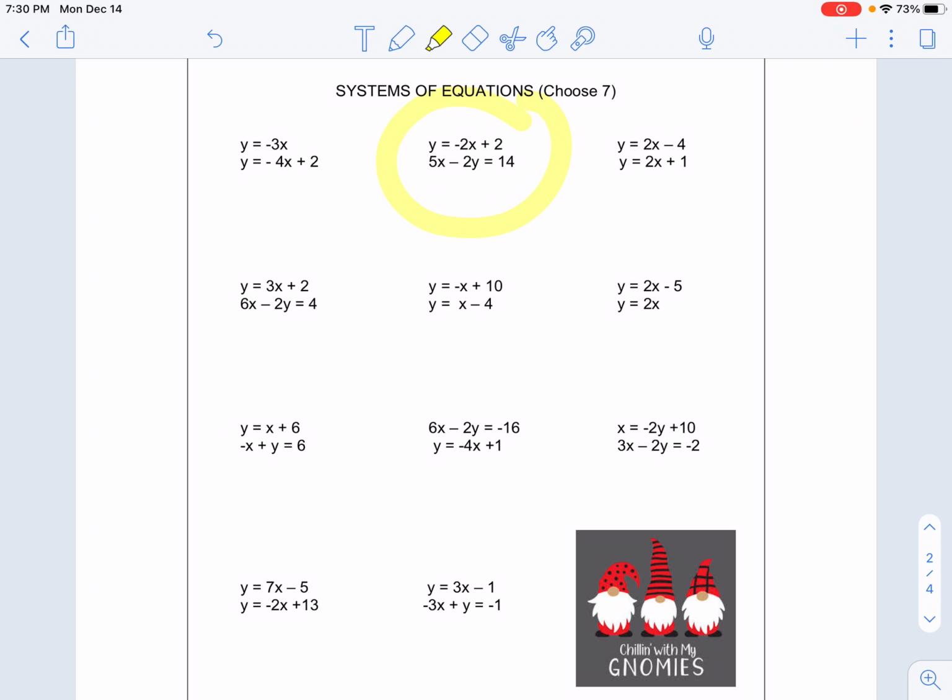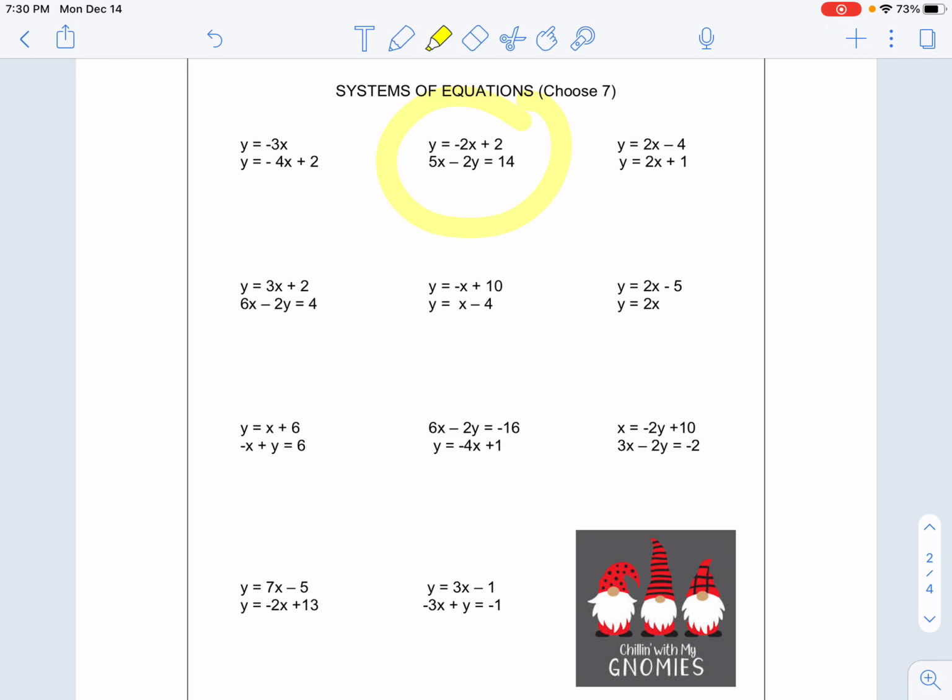Now, graphing, you're going to have to find a system of equations that will give you a solution where they intersect with one solution, where they have parallel lines, which means they have the same slope but different y-intercepts. And finally, where they end up being the exact same equation. It's like one line on top of each other.